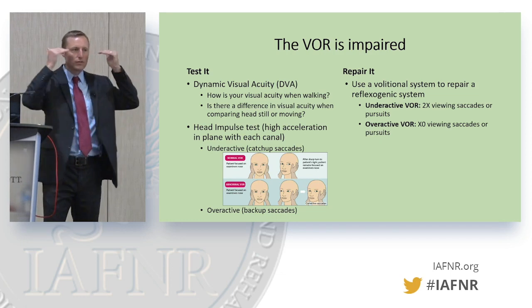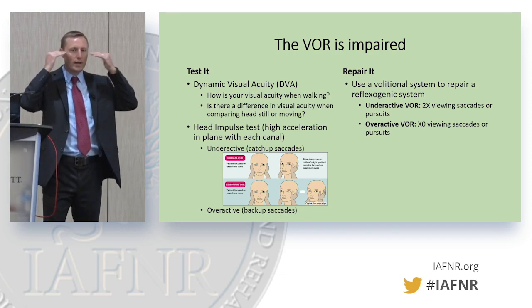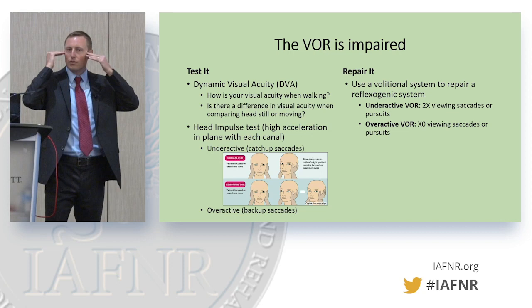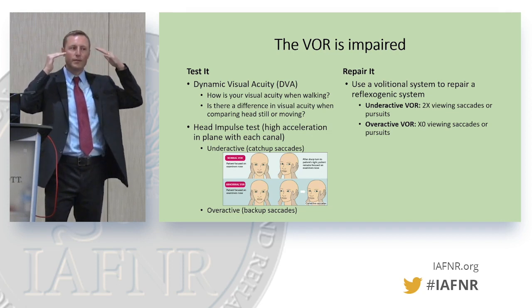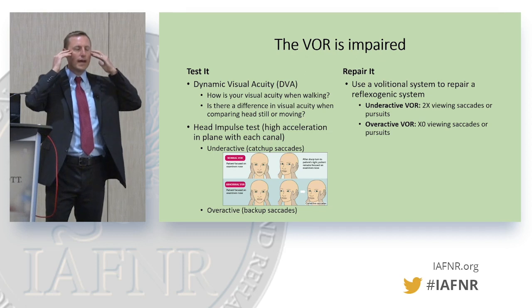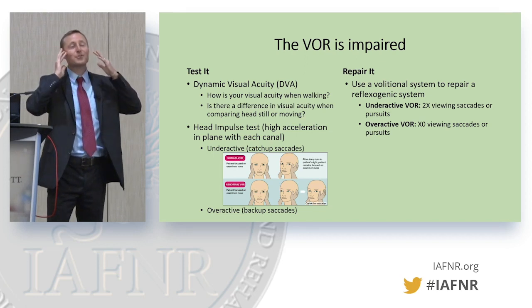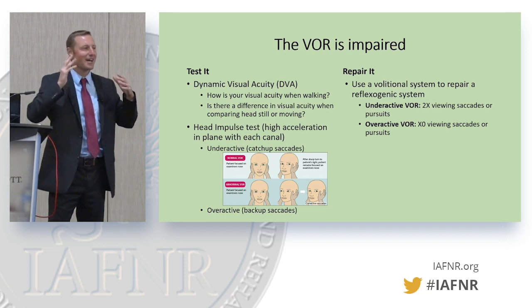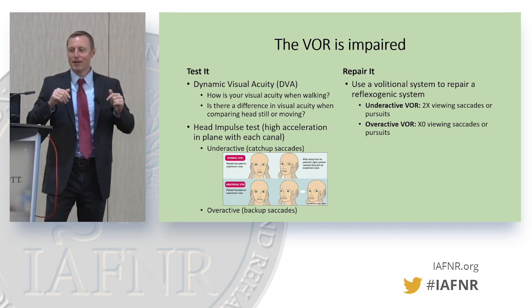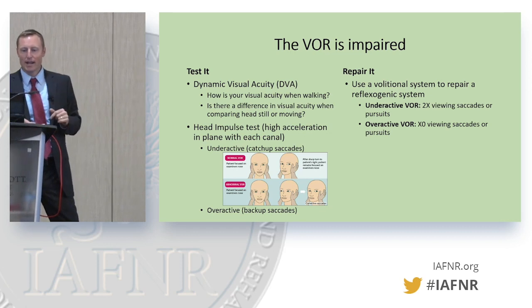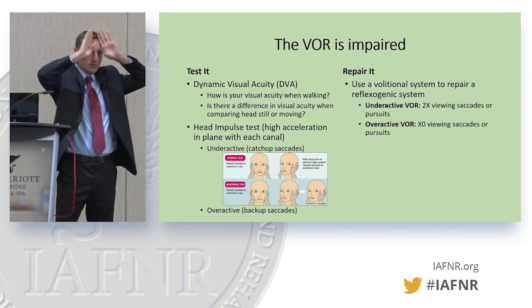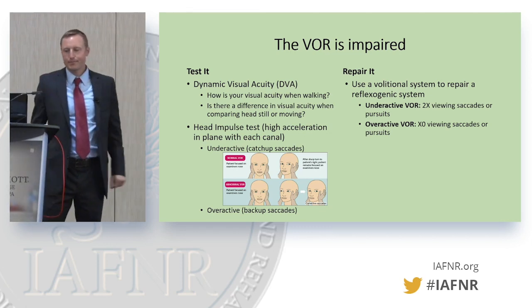We have a horizontal canal, the right horizontal canal. When you turn your head to the right, you activate the right horizontal canal and you inhibit the left. When you move your head back into the right, you activate the right posterior canal, and you inhibit the left anterior canal. So those are the planes of the canals. We have 2 posterior, 2 anterior, 2 horizontal.